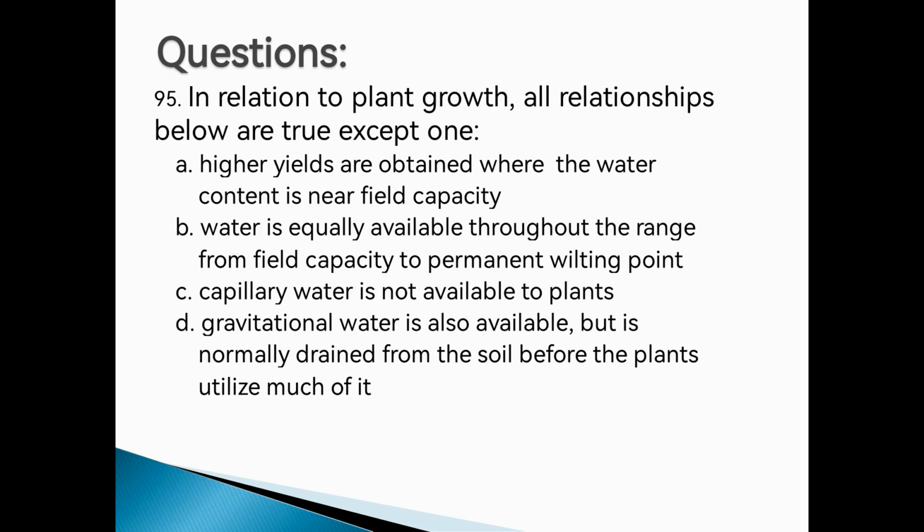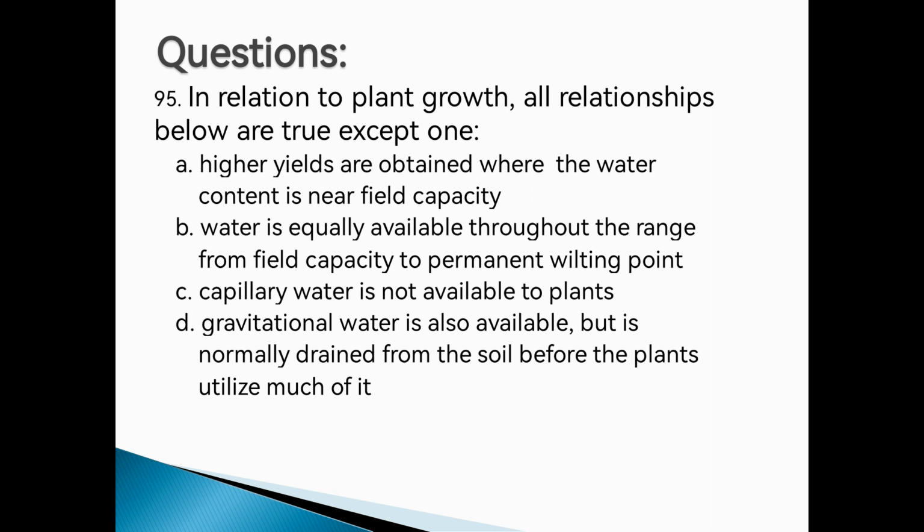Question number 95. In relation to plant growth, all relationships below are true except one. A. Higher yields are obtained where the water content is near field capacity. B. Water is equally available throughout the range from field capacity to permanent wilting point. C. Capillary water is not available to plants. D. Gravitational water is also available but is normally drained from the soil before the plants utilize much of it.